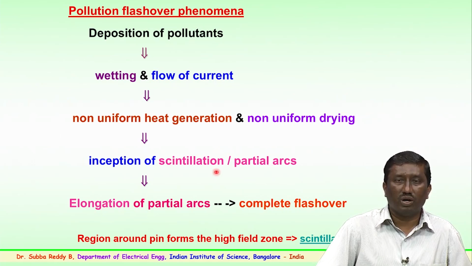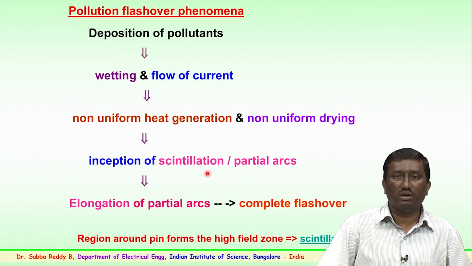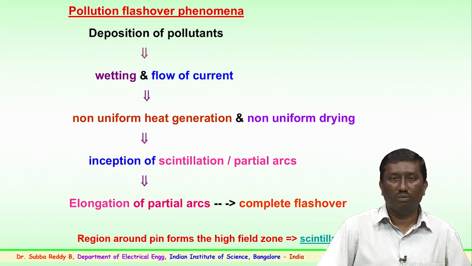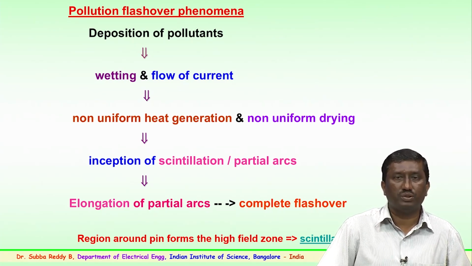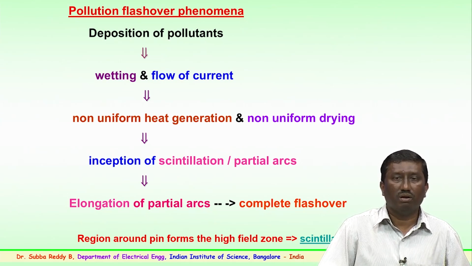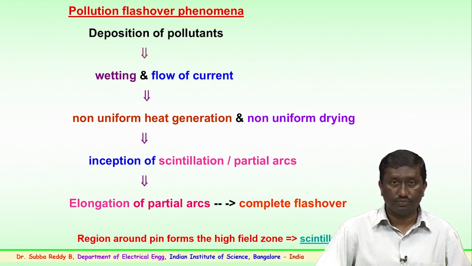These partial arcs or scintillations could elongate depending upon the voltage stress and the surface condition of the insulator, and it has been observed that complete flashover or bridging of the entire insulator could happen, where the entire line trips in the substation. This phenomenon is normally observed during pre-monsoon conditions. So, pollution flashover or contamination flashover is a phenomenon which could happen over a long period of time and has to be properly addressed.